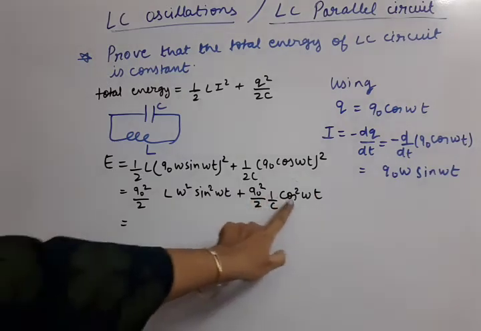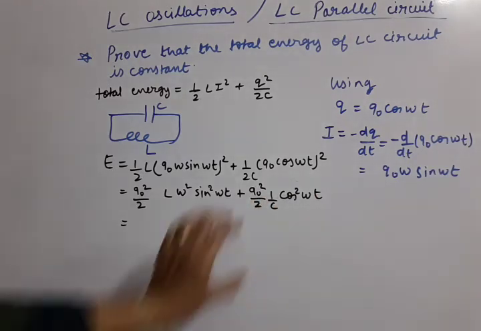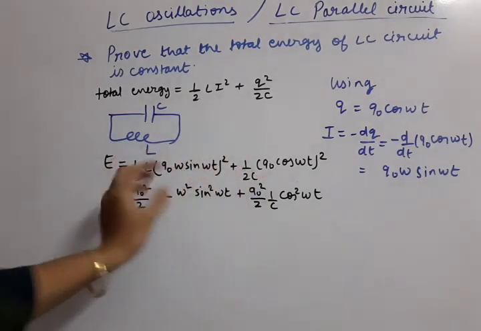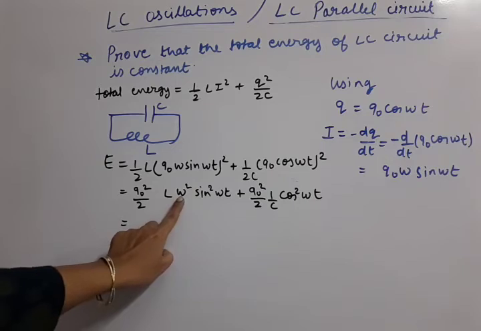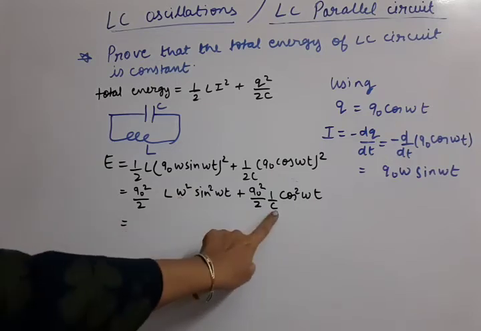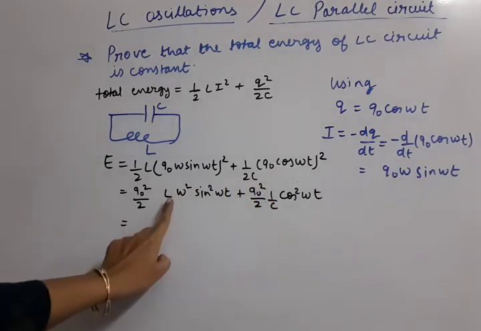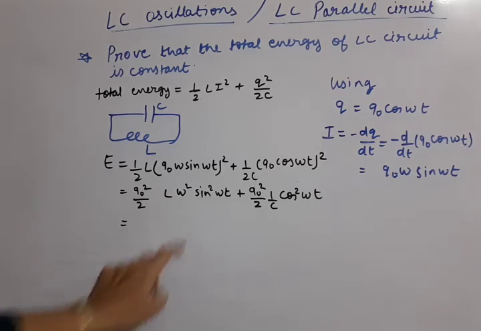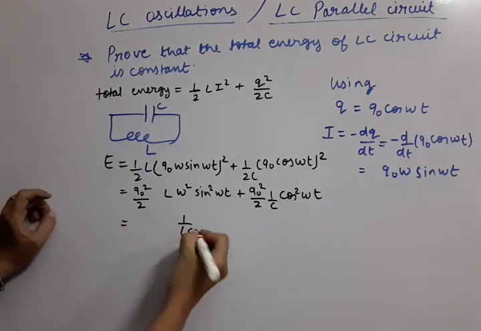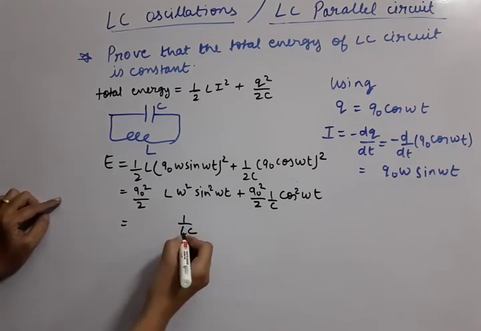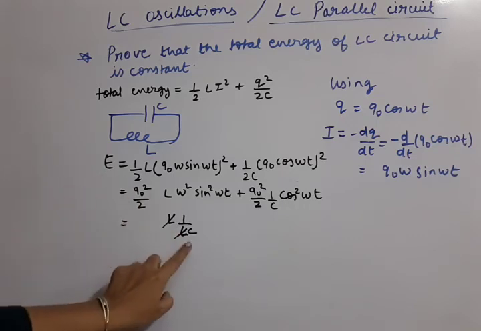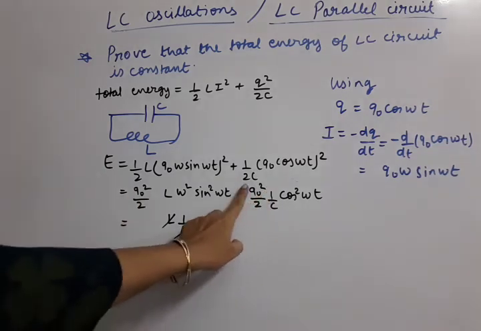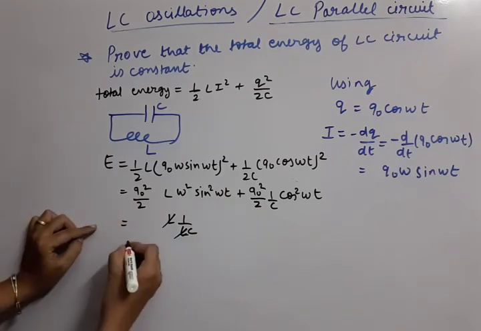Now we know that sin square theta plus cos square theta can become 1 if the terms that are there are taken common. How can we achieve it? By replacing this omega square. How? Here we are getting C and here we are getting L omega square. So if I replace omega square as 1 by LC, L is already there, so it will become only 1 by C. So here also 1 by C will come, here also 1 by C will come. q0 square by 2 is already a constant.